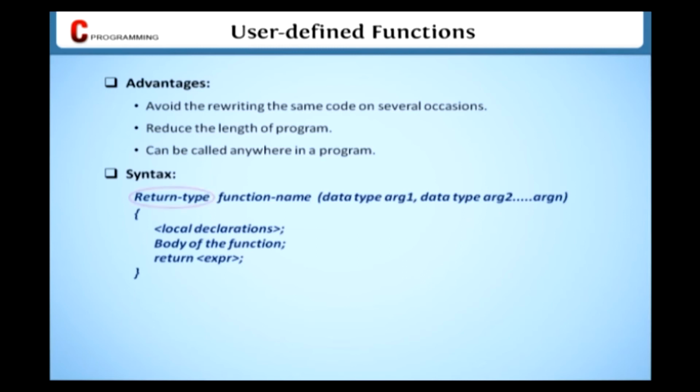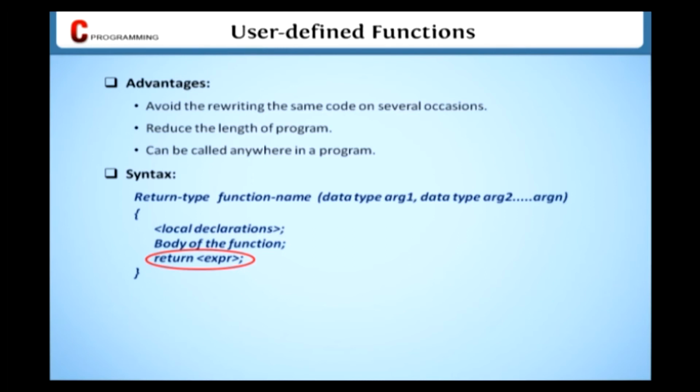In this syntax, the return type refers to the data type of the value the function returns. You can use the void keyword if the function need not return any value. The function name is the name of the function. Following the function name, you need to pass the parameters if necessary. The local declarations indicate the local variables, which are used only inside the function. The body of the function contains the purpose of the function. And finally, return is a keyword which returns an expression to the calling function.